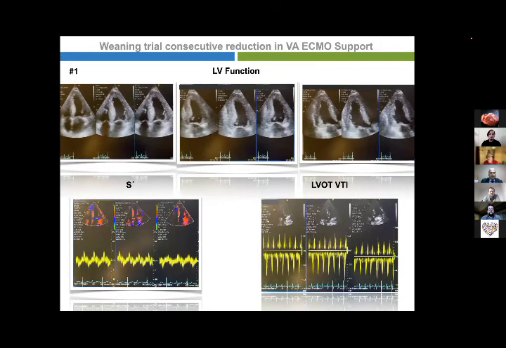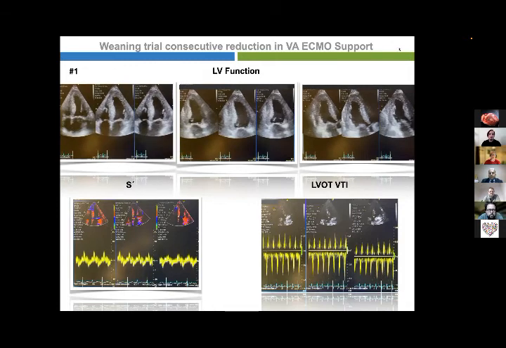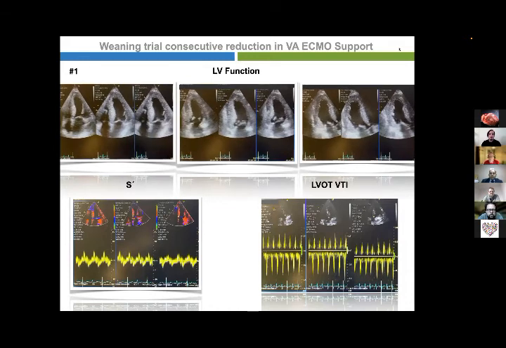Here's a weaning trial we have done a couple of years ago. You see 4, 2, and 3 chamber views, with various amounts of ECMO. By reducing the ECMO flow from 4 to 2 to 1 liter per minute, and the slide down, we have the S-max and the LVOT VTI, and as you can see clearly, the LV function stayed fine, and the VTI stayed fine as well.